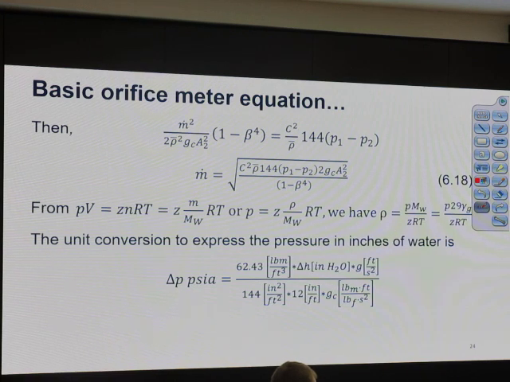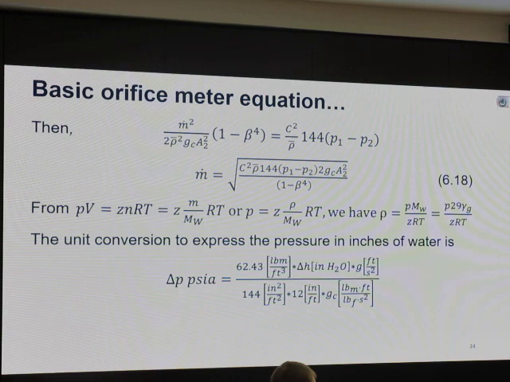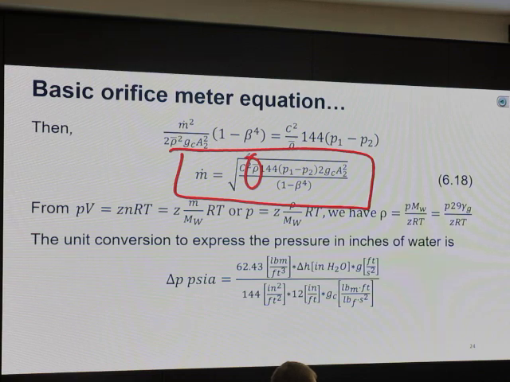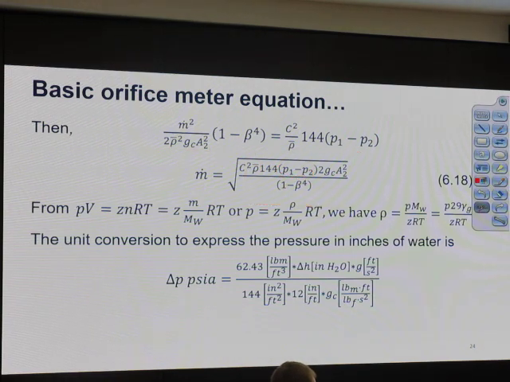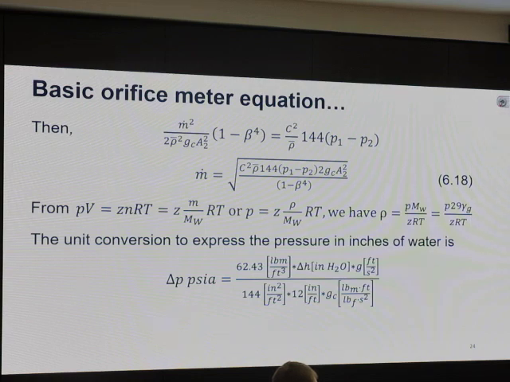And eventually we get this kind of equation. m dot is a function of average density, pressure drop, area, and beta. You see that beta? So this means if we know the pressure drop alone, we cannot tell the mass flow rate. We need to know what is the size. That is beta, right? D2 over D1. Okay. This equation is not quite ready to use yet.